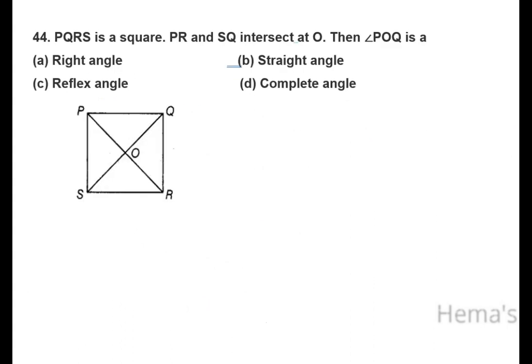Question 44. PQRS is a square. PR and SQ intersect at O. Angle POQ is a right angle because we know that the diagonals of a square intersect each other at right angles. So angle POQ is equal to 90 degrees, that is right angle.